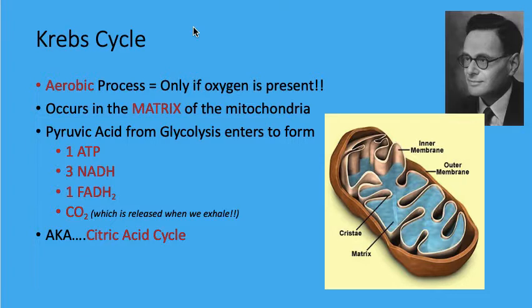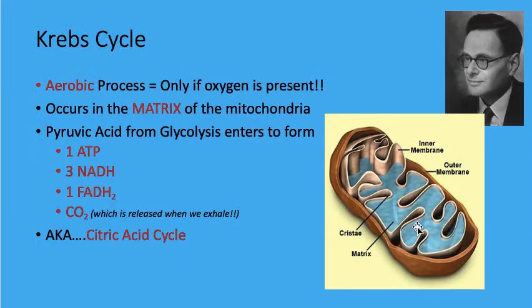So we said it's an aerobic process. This will only happen if you have oxygen present in the cell. It occurs in the matrix of the mitochondria. So here's our mitochondria again. We have our outer membrane, we have this twisted inner membrane, and then inside that we have what we call our matrix. So it's happening here inside the matrix of the mitochondria.